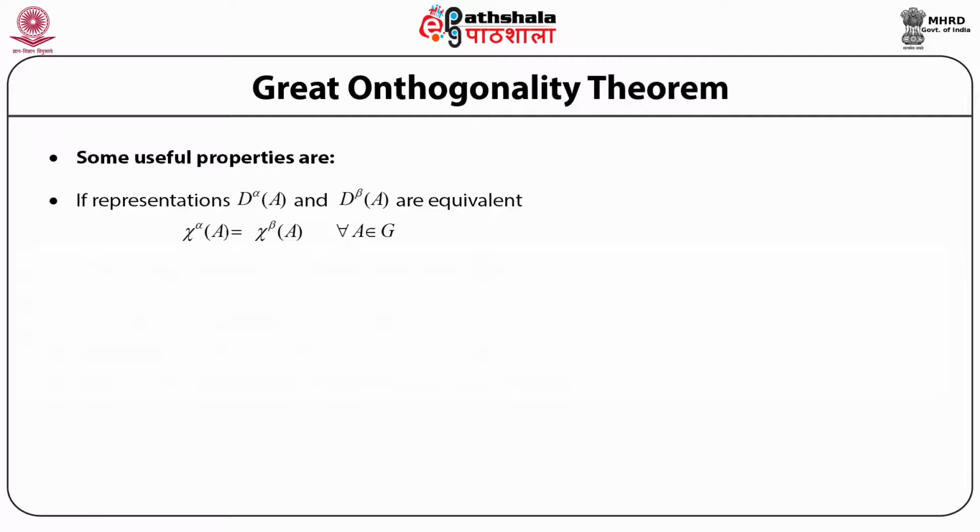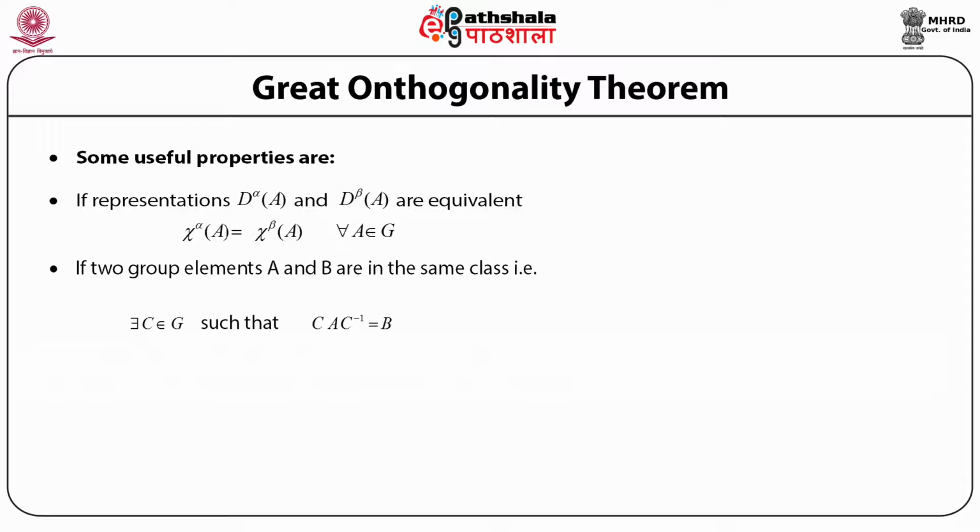Secondly, if two group elements A and B are in the same class, what does it mean? It means that there exists an element C belonging to G such that C A C inverse is equal to B. One element can be obtained from the other element by a similarity transformation. If we take the trace of this, the trace of C A C inverse is equal to the trace of B, but the trace of any number of matrices is the same when you permute the matrices in a cyclic order. So the trace of C A C inverse is the trace of C inverse C A, which is the trace of A. Therefore, the trace of A is equal to the trace of B.